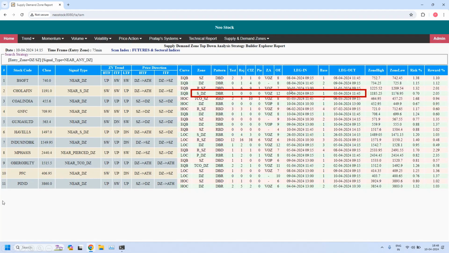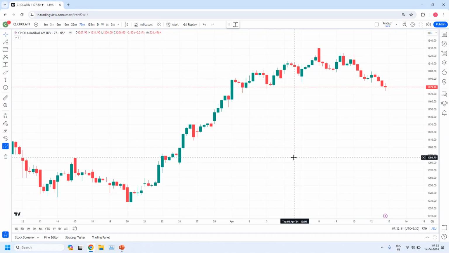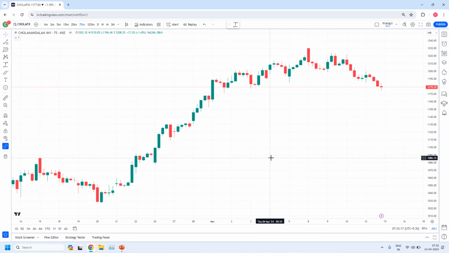And the leg-in date is 3rd April 2024 at 9:15 candle. After that we have one base candle. So now let's open this chart, Cholamandalam Finance on 3rd, 4th, 9:15 leg-in candle. Let us track. This is Cholamandalam Finance. This is the 75 minutes high liquidity zone we need to draw. Look into this candle.